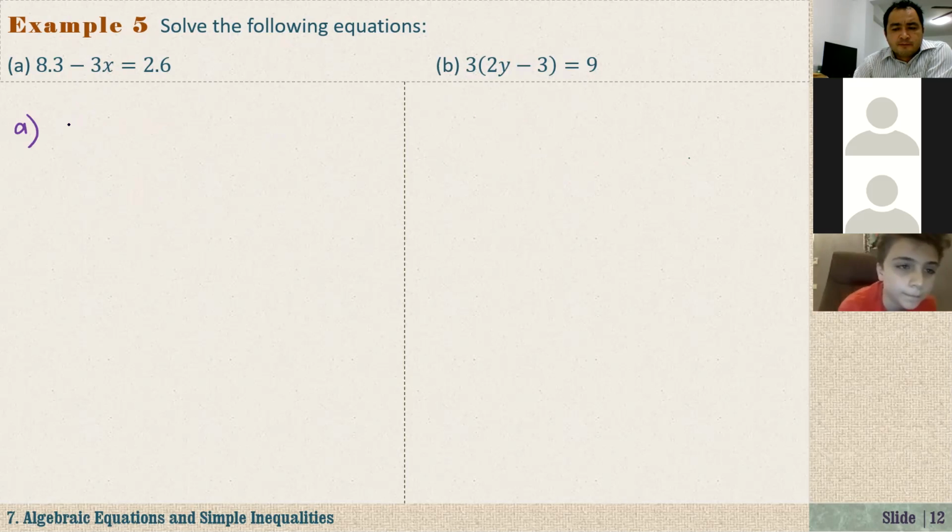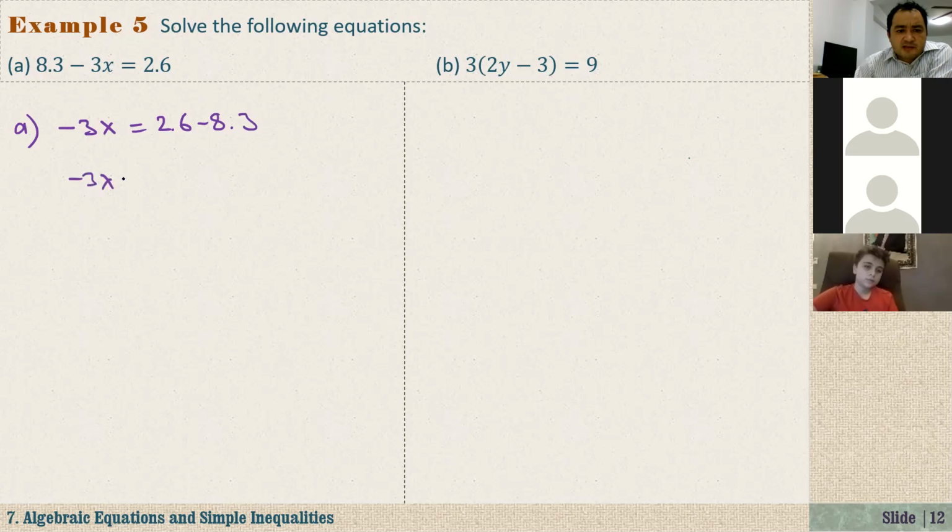So we should eliminate 8.3, right? The constant from the left-hand side. So to do this, we should subtract 8.3 from both sides. Here we have minus 3x left. Here we have 2.6 minus 8.3. So minus 3x. What is 2.6 minus 8.3? Yes, a negative 6.3.